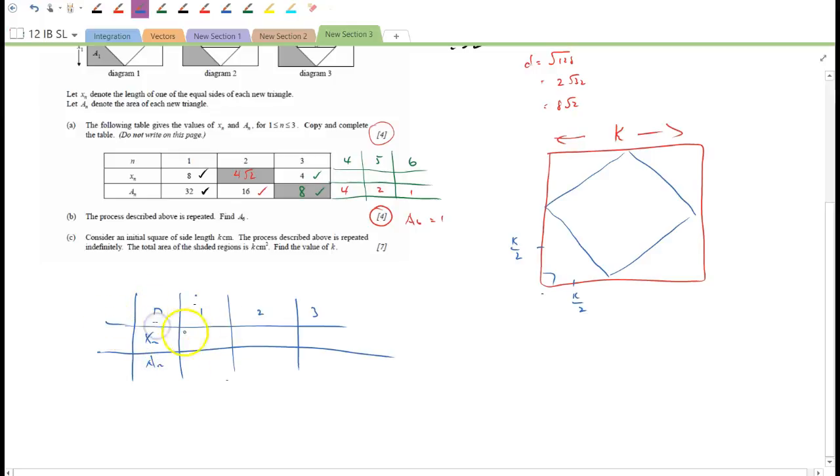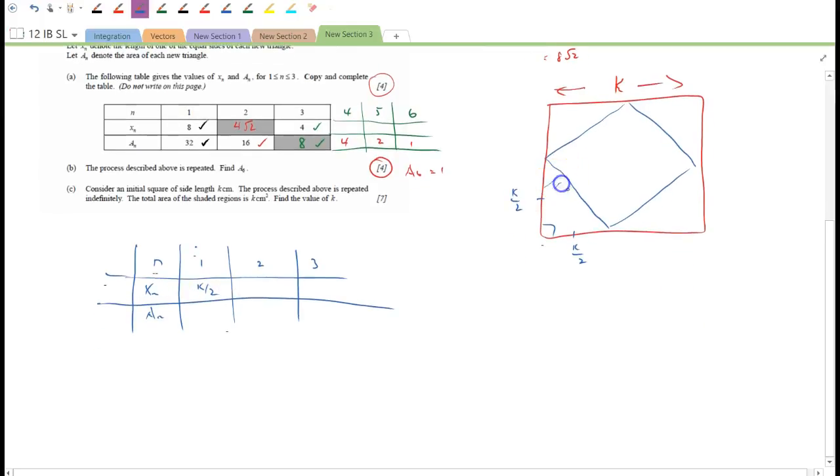So when we start off with a side length K, then my first side length is K over 2 in here, and my first area, which is this area here, will be equal to 1/2 by K over 2 by K over 2, which is equal to K squared over 8. So K squared over 8 goes in there.